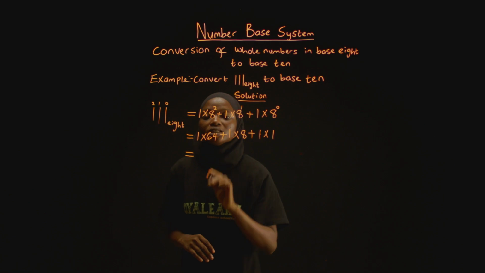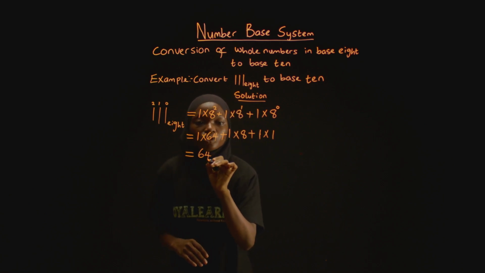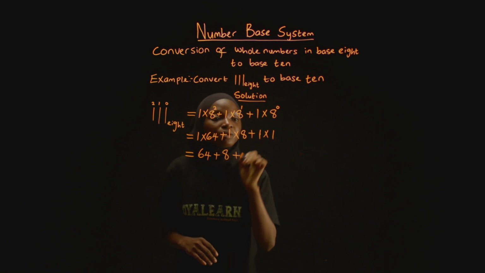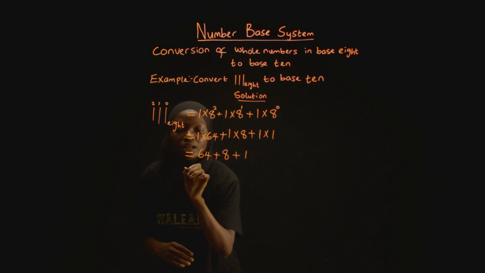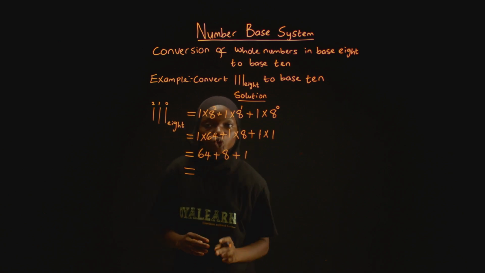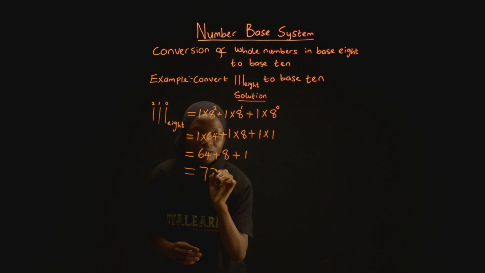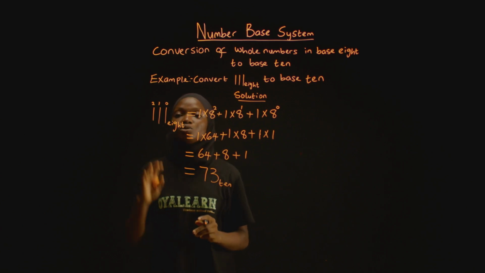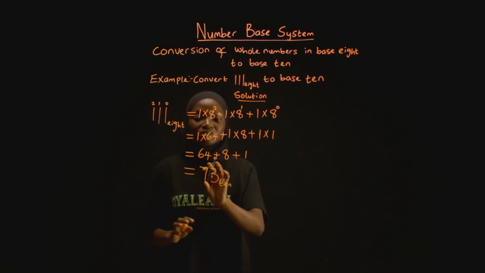Equals 1 multiplied by 64, 64, plus 1 multiplied by 8, 8, plus 1 multiplied by 1, 1. Let's add. 64 plus 8, that gives us 72, plus 1, we have 73. So we have 73 base 10. And by doing this, we've converted 111 base 8 to 73 base 10.